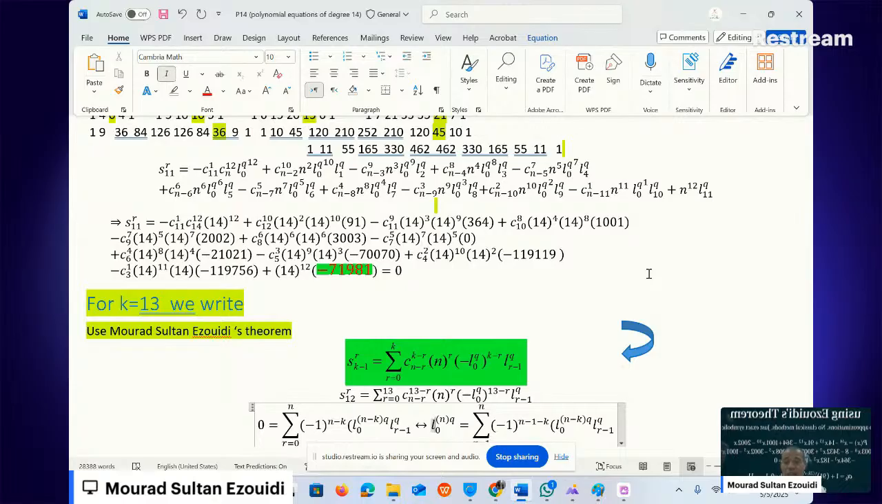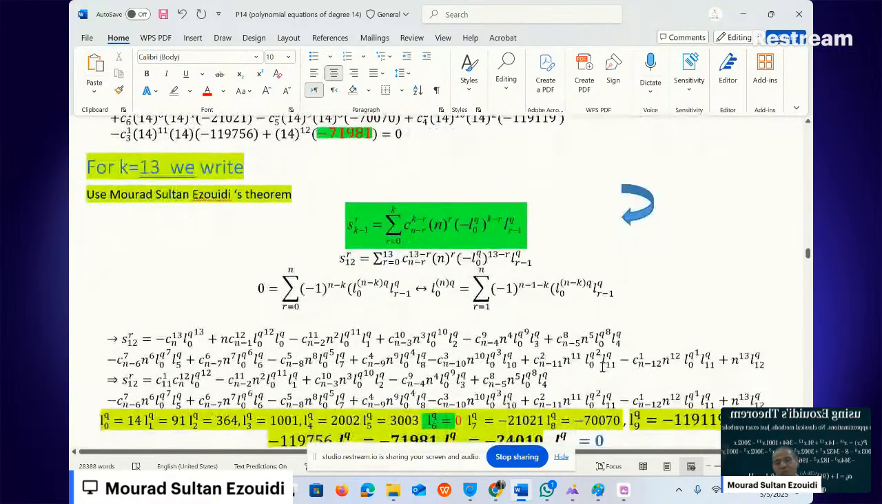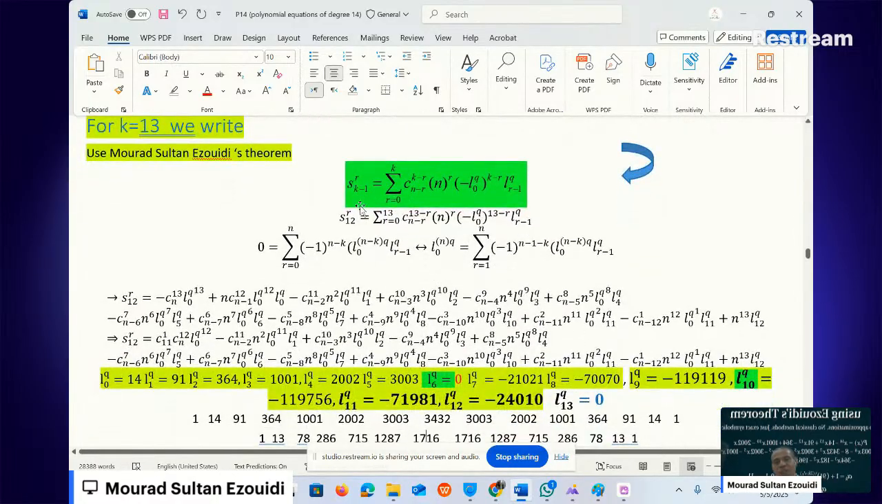Now we want to find the 13th coefficient of this 14th degree polynomial equation. We should set k equal to 13 in the recursive formula, or in the theorem of Mourad Sultan Ezouidi. So here, professors, we just substitute k equal to 13. 13 minus 1 is 12, and here it is k, that's why it's equal to 13. Here k is equal to 13, and k minus r is equal to 13 minus r.